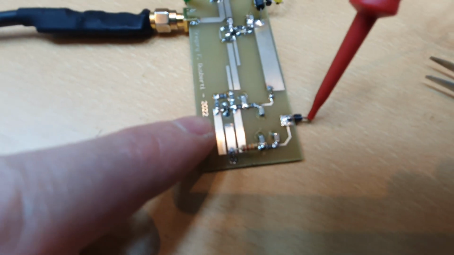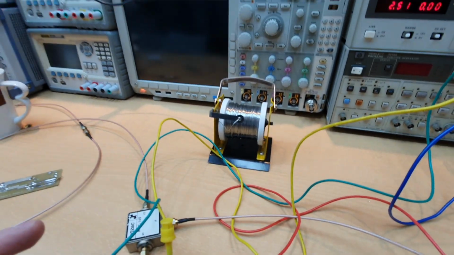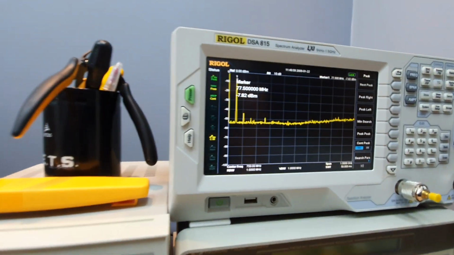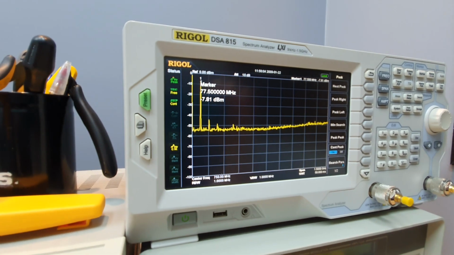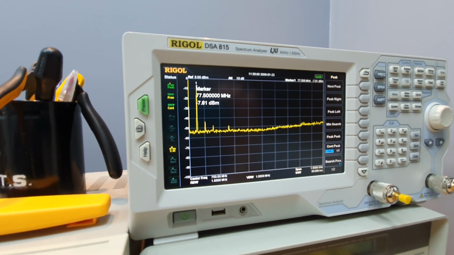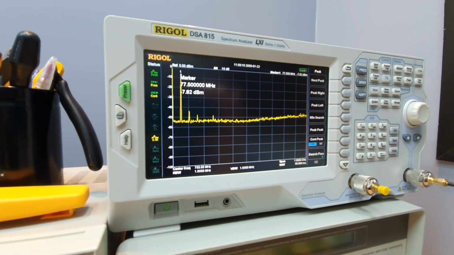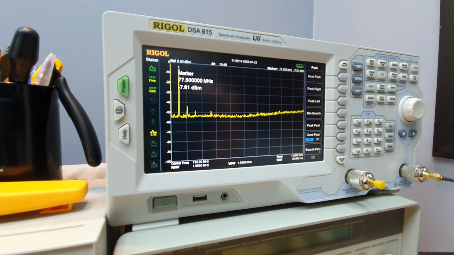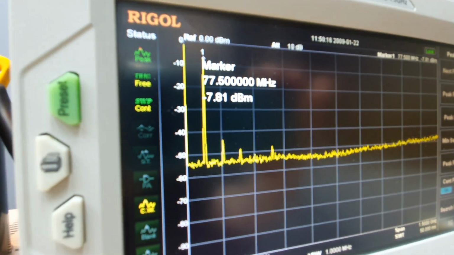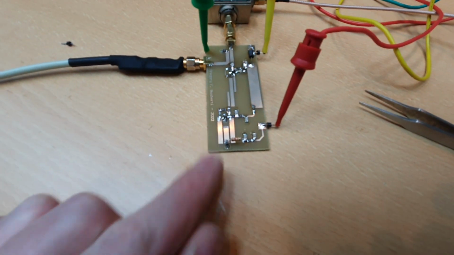So I need to cut. I'm cutting the middle finger to increase the frequency a little. Actually, we need to increase the frequency here. We are 77 megahertz below 3 gigahertz, and we need to go to 3.33. So we need to increase the frequency almost 400 megahertz. Actually, exactly 400 megahertz. So I'm cutting the middle finger.